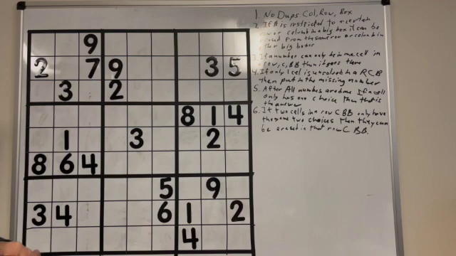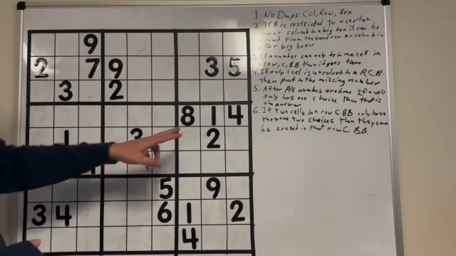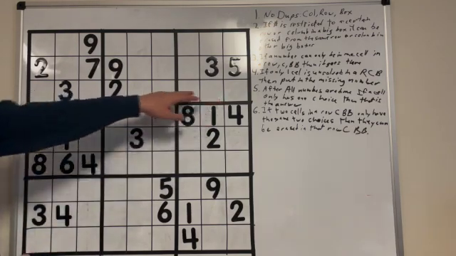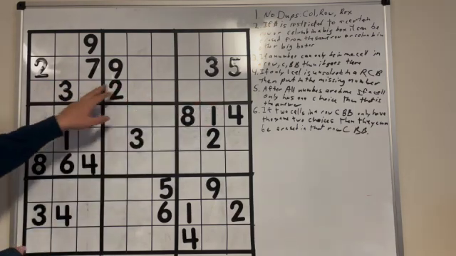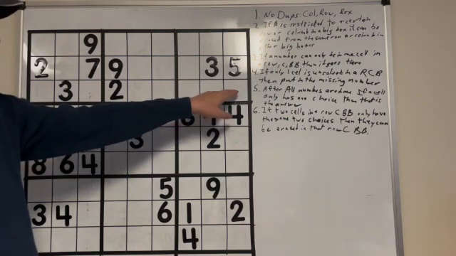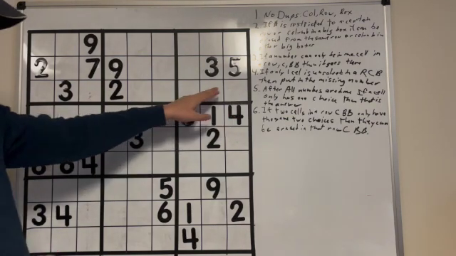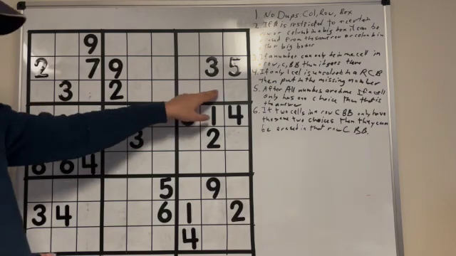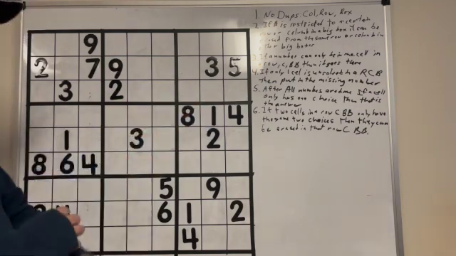Number 4, if only one cell is unsolved in a row, column, or box, then put the missing number in. Let's pretend like this row had every number solved except this one. We would know what this one is because we know what all the rest of these are, and we can't have any duplicates, so clearly.